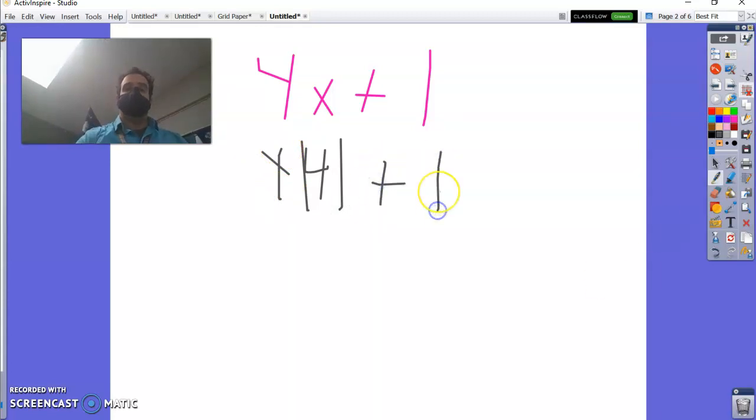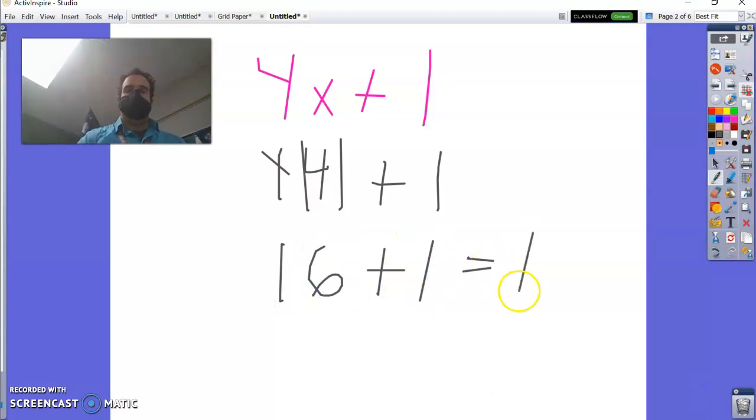Plus 1. Now I'll solve that. 4 times 4 would be 16 plus 1, which gives me 17. And I just checked. Was that the original problem I had? On the other side, yeah, I did. It's the same answer. I just got there by checking.